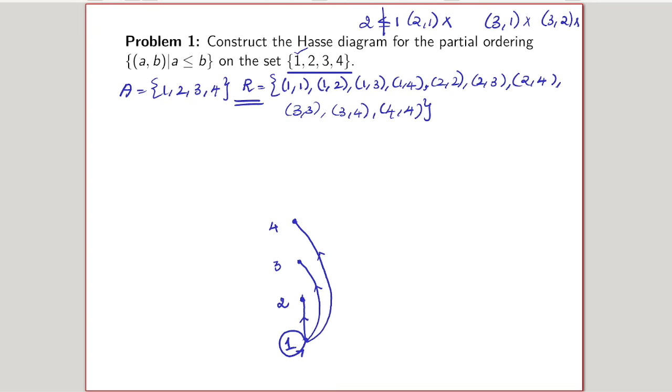Next one 2 comma 2 it is present and then 2 comma 3 is there, then 2 comma 4 it is present. So then 3 comma 3, 3 comma 4, at last it is 4 comma 4. So this is the directed graph, required directed graph. From this directed graph only, using all those steps, we are going to reduce the directed graph to Hasse diagram.